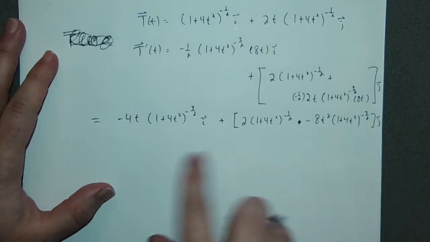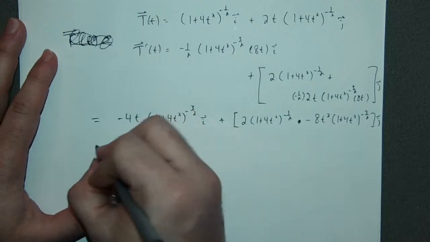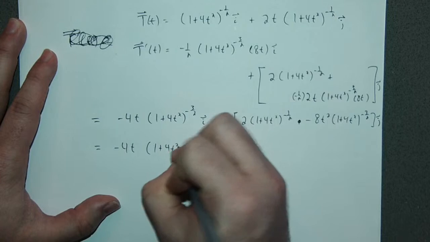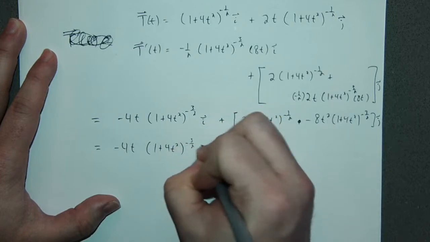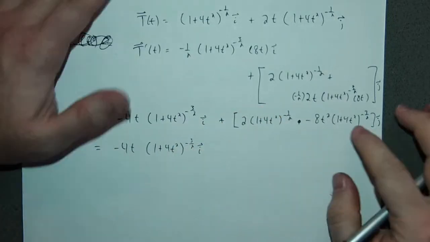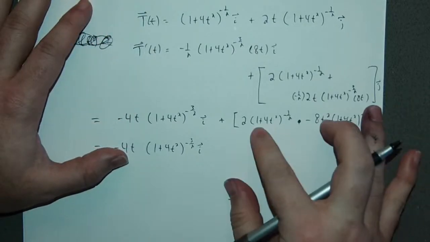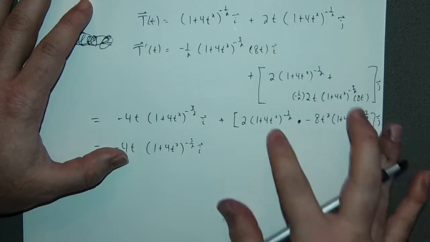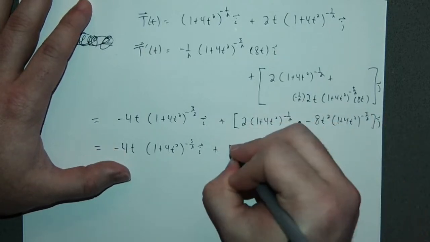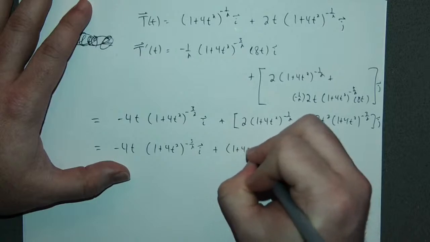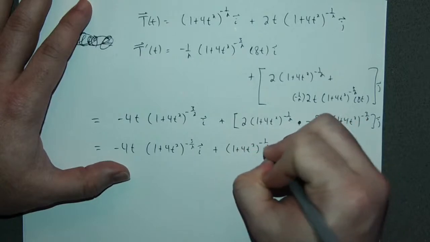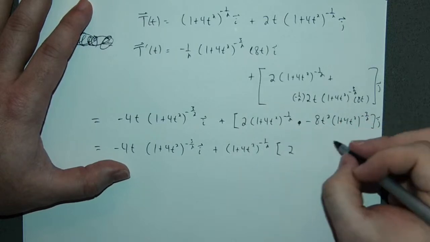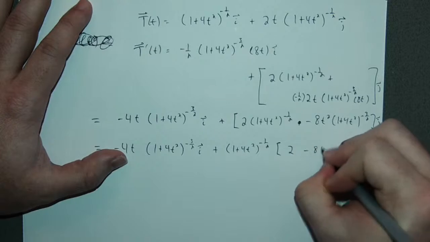All right. So this term is as good as it's going to get right now. So this is minus 4t times (1 plus 4t squared) to the minus 3/2 i. Here I'm going to factor out (1 plus 4t squared) to the minus 1/2. Okay, so I'm going to factor that out. So this is going to be plus (1 plus 4t squared) to the minus 1/2 gets factored. What gets left behind? Here, this is just going to be 2. Here, I have minus 8t squared.